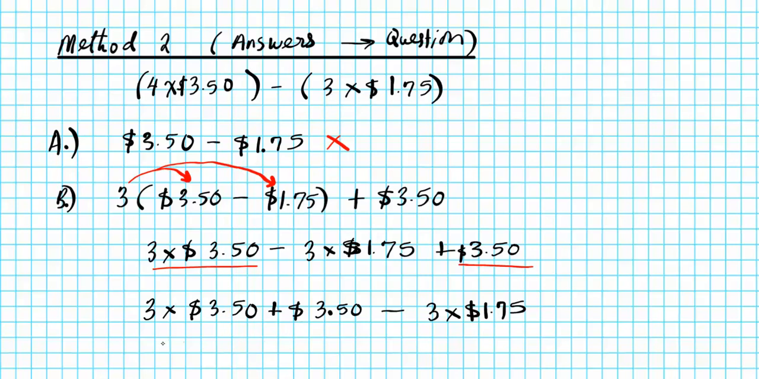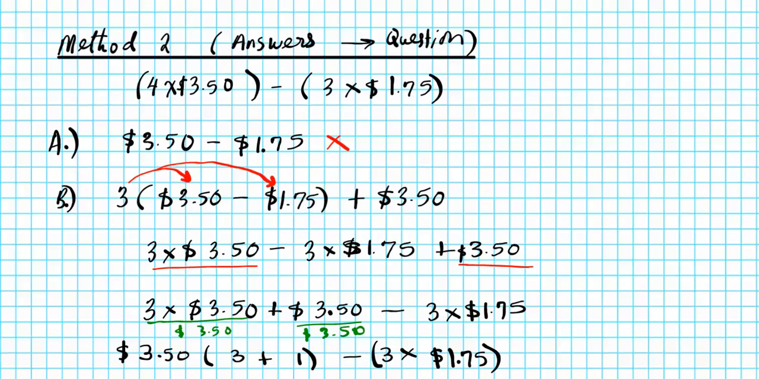You can factor that out. So if you factor out 350, now think about factoring out as dividing, okay? So when I factor out 350, it is as though I'm dividing this by 350 and dividing this by 350 also, okay? So when you divide this by 350, you're left with 3. Plus when you divide 350 by 350, what are you left with? 1. So you have that right there, minus 3 times $1.75.